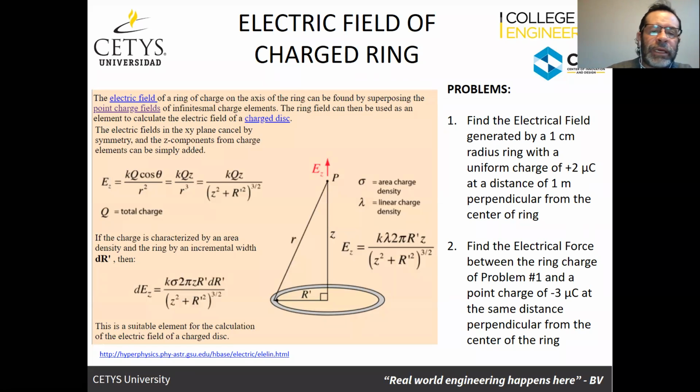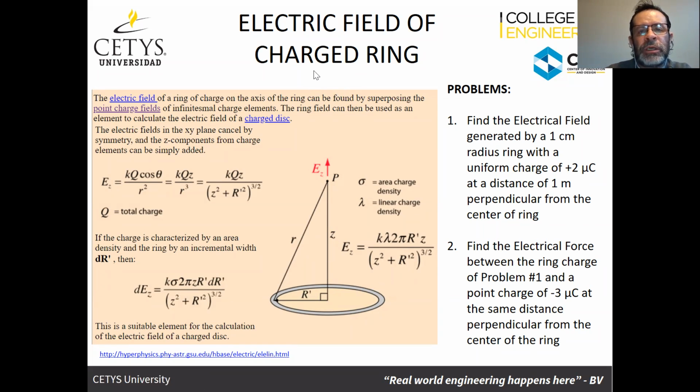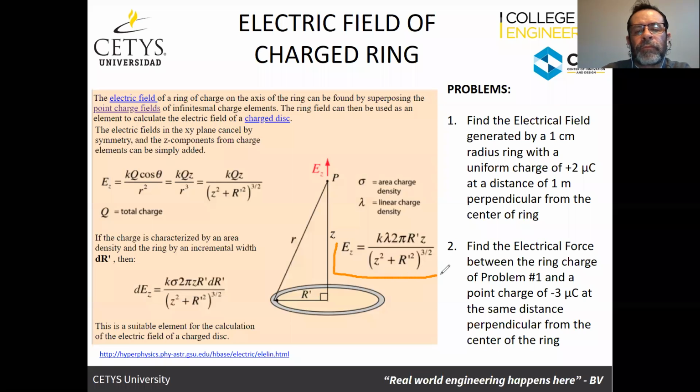And so the electrical field of a ring is given by this expression. I'm sorry. The electrical field of a ring is given by this expression here. And how do we obtain this expression? Well, basically we obtain a differential of the electrical field at a certain distance from the center. And then we integrate this along the whole circumference, and we obtain this.